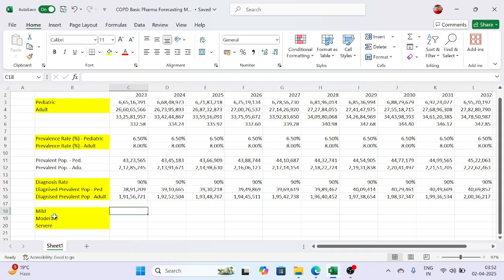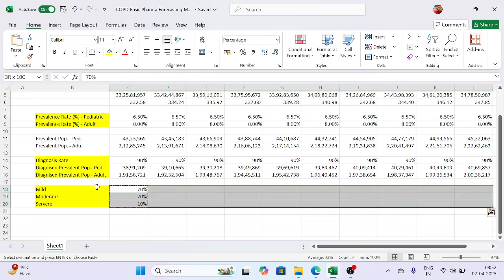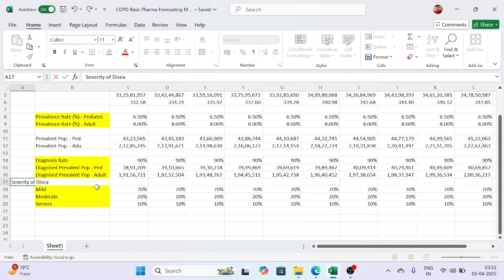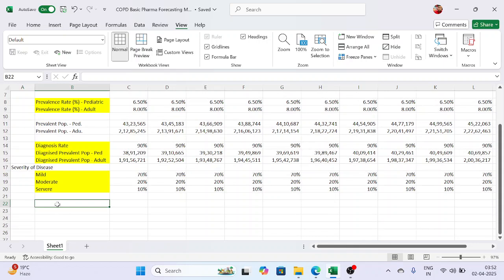For each case, the population will be different. Let's say 70% of the US population has mild COPD cases, 20% moderate, and 10% severe. This is a rough estimate. Again, this is the severity of the disease step. Let me do one thing, let's do it later. Okay, severity of the disease.